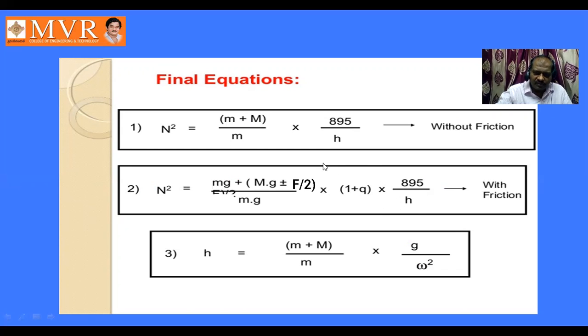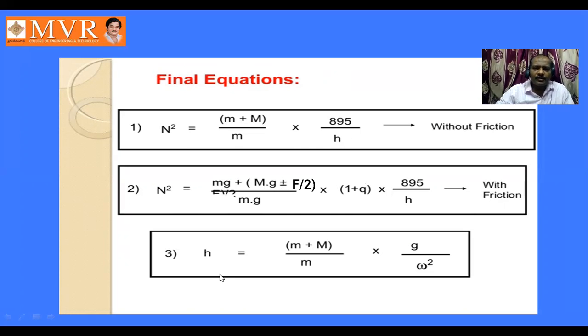We are going to learn the importance of this q. So h is equal to (m plus capital M) by small m into g by omega square. g is equal to 9.81. Omega is equal to 2 pi N by 60, where N is the RPM of the machine. If you observe this, what is the relation? Speed is related with the mass of the balls, the central load, and the height of the governor. If friction is there, it includes F by 2, the gravitational pull is there, F by 2, and the q parameter is also introduced.